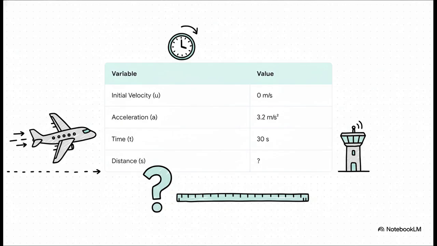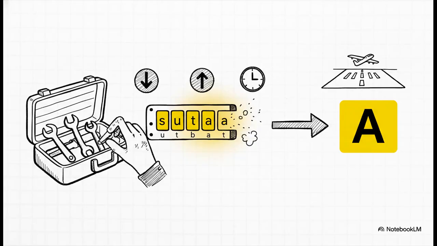We know u, a, and t. We need to find s. So we just need to pick the right tool for the job. We look at what we know, u, a, and t, and what we need, s. The choice is obvious. It's our second tool, s equals ut plus 1/2 at squared.